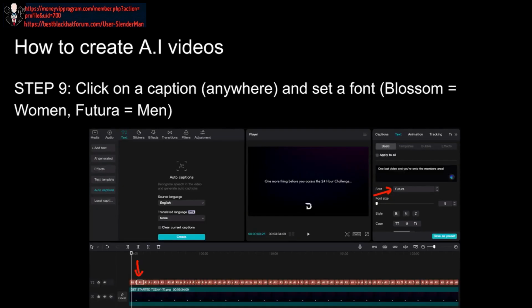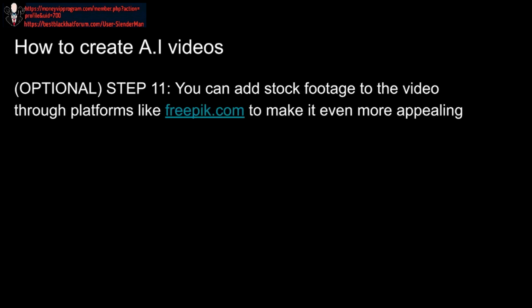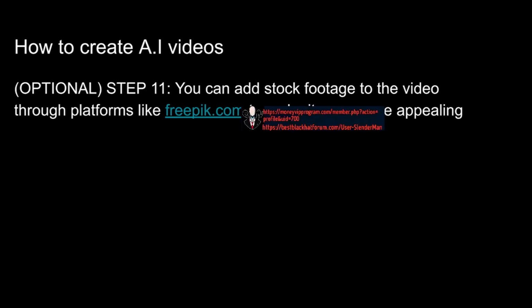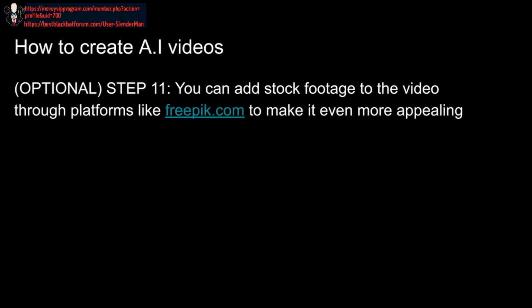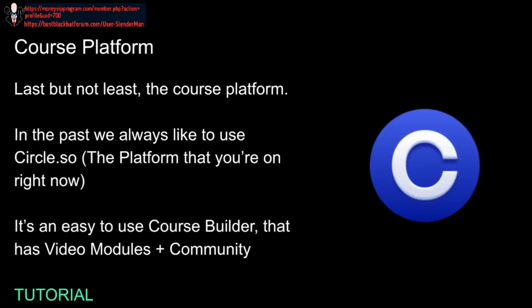So that's it. Just scroll through the video and watch if all the captions are on point, to see if there are any weird spacings. That's the only thing. Sometimes there's weird spacing, but just scroll through and see if everything is fine. And then an optional step: you can also add stock footage to the video through platforms like freepik.com. Then it will be even more appealing and nicer to watch, and maybe also some music if you like. But yeah, that's it.